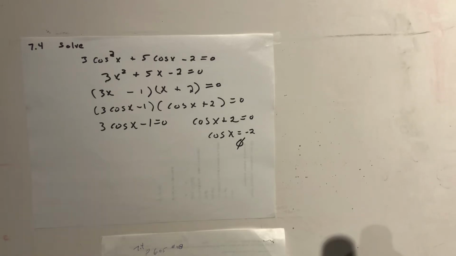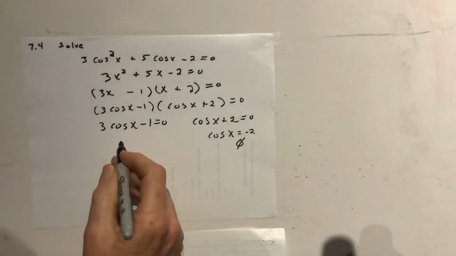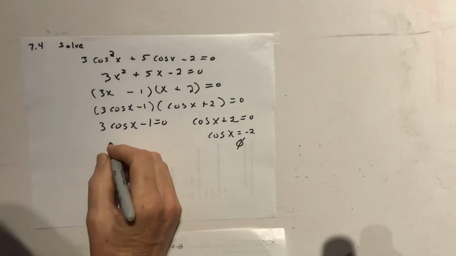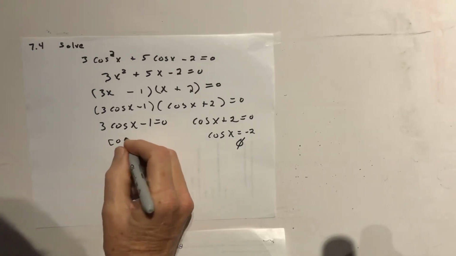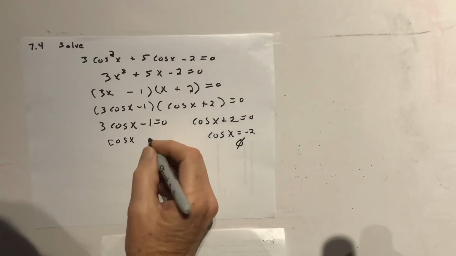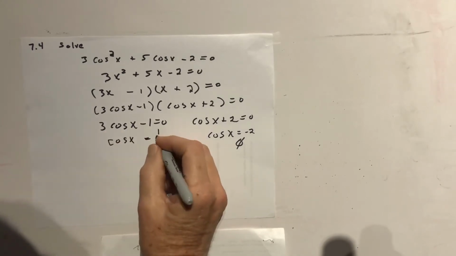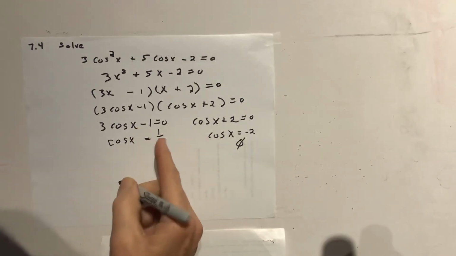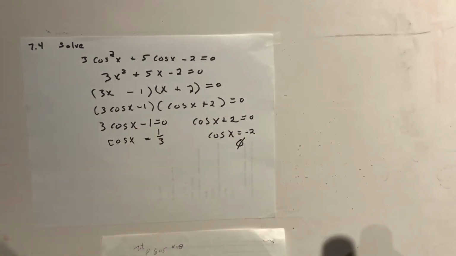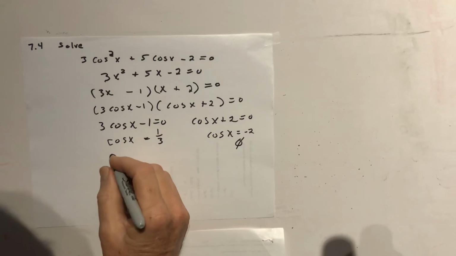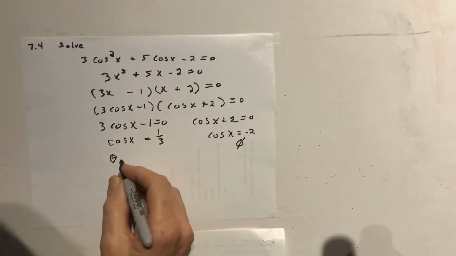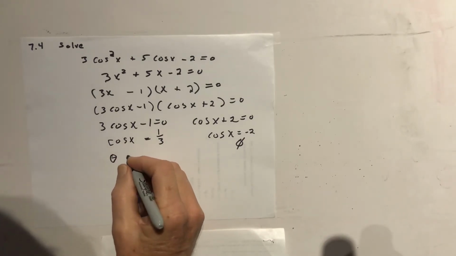Tangent can go up to infinity. Sine can only be negative 1 to positive 1. So this one, move the 1 over and divide by 3. Move the 1 over here, and then move the 3, you'll have 1/3. The 1 became positive.